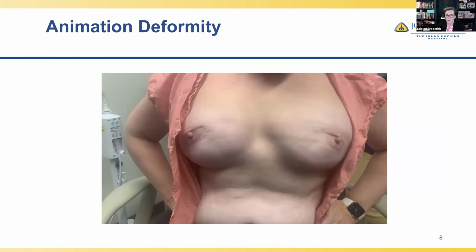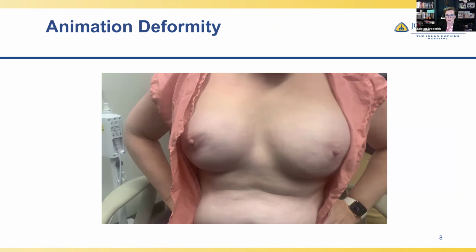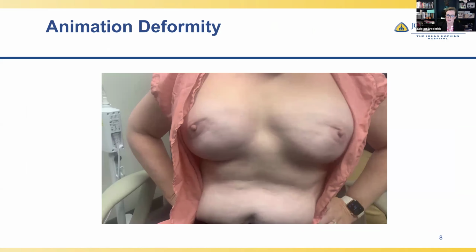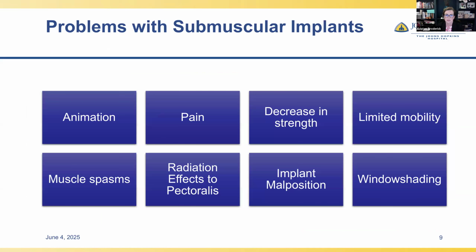This is a patient who has what we call an animation deformity. So she has her implants in under the muscle. Many of you in the audience may have something similar. You may have seen this. And the problem is that you can move the breast skin. It can be very discomforting for patients.